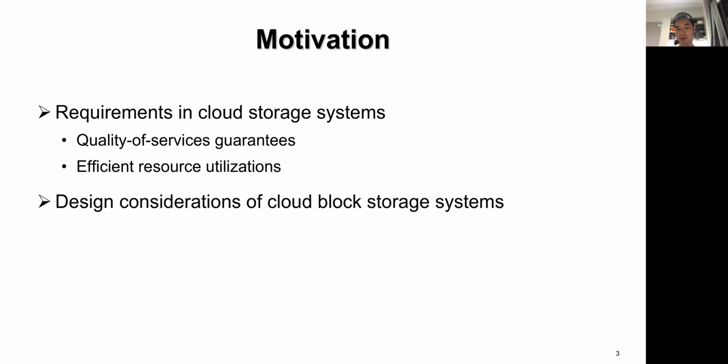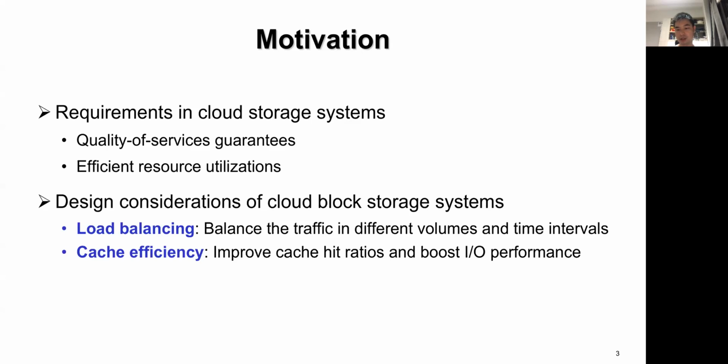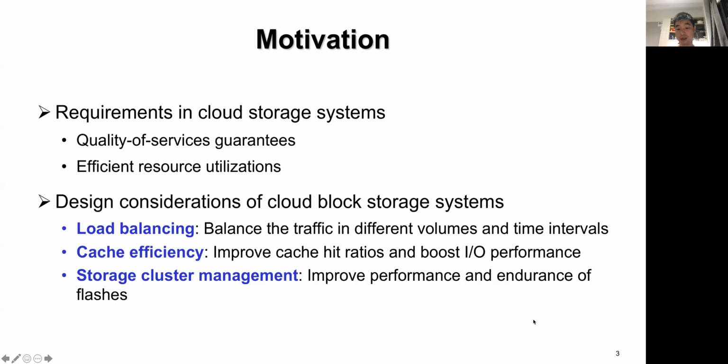Therefore, we consider three aspects of the design considerations of cloud block storage systems. At first, we consider load balancing across storage devices, which avoids imbalanced traffic in different volumes and at different times. Second, storage systems typically cache frequently accessed data to speed up I/O performance. We need to investigate how the caching design can leverage workload characteristics so that we can improve hit ratios and boost I/O throughput. Third, enterprise storage clusters increasingly move to flash-based storage, which is sensitive to the varying workload patterns in both performance and endurance. Therefore, storage cluster management should address the variation of workload patterns to maintain high performance and endurance of the underlying flash devices.